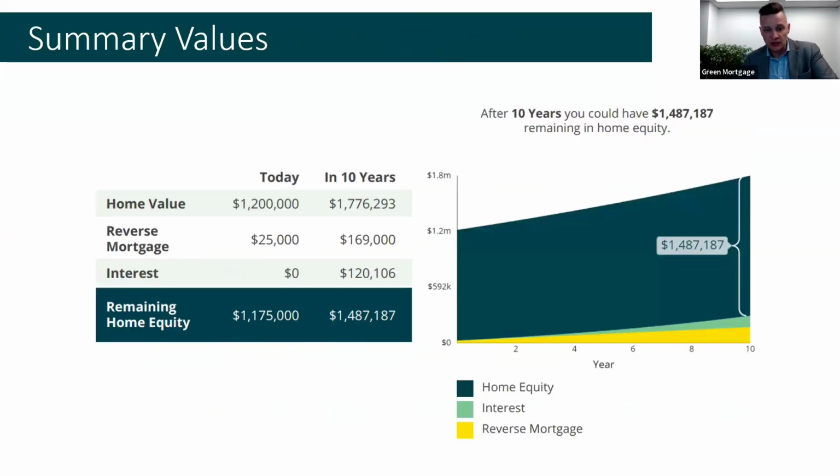This is a quick summary of what that looks like on a graph and a chart. You can see that the home equity is slowly increasing over time, and of course the interest is building up, and the reverse mortgage is also building up. But you can see that over time, you're actually better off than not.